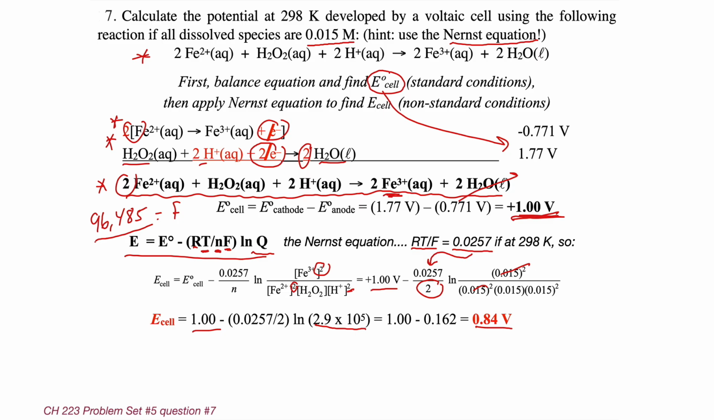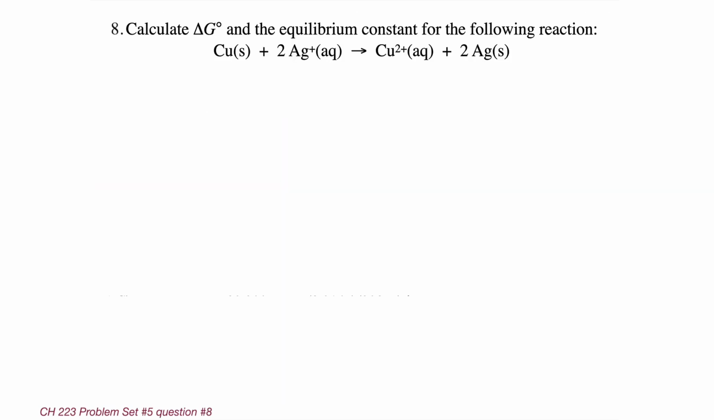Just plug and chug. In this reaction, we're going to see how delta G, E naught, and K, the equilibrium constant, all come together. And we're going to find delta G naught and the equilibrium constant for this redox reaction. Now, we know this is redox because copper is going to copper 2 plus, so copper is losing electrons, and silver plus is going to silver, so silver is gaining electrons.